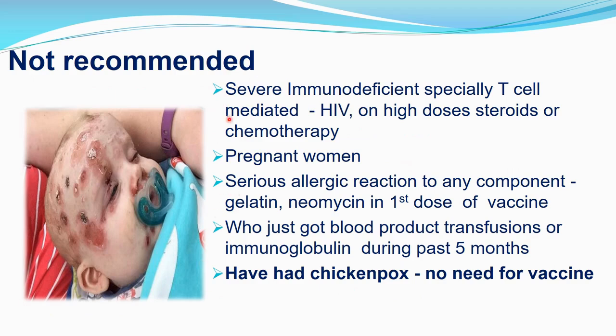The chickenpox vaccine is not recommended in children having severe immunodeficiency, especially T-cell mediated, for example HIV. Also in children having high dose steroids or chemotherapy, pregnant women, and those with a serious allergic reaction to any component like gelatin, neomycin, or with the first dose of chickenpox vaccine; this is contraindicated. For children who just got blood products or transfusions with immunoglobulins, this vaccine should be deferred for at least 3 to 5 months.